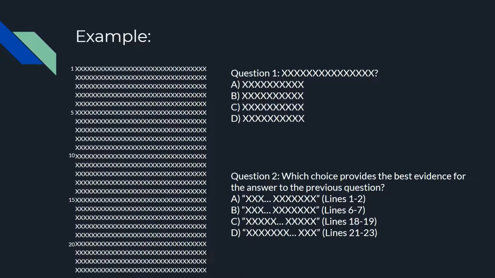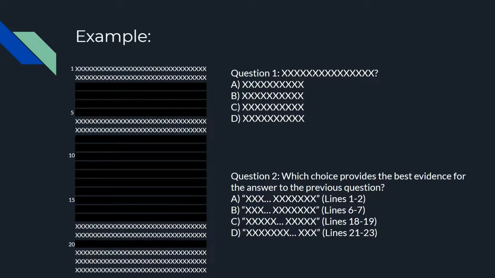So, for example, here we have a passage on the left, and we have 2 questions on the right. If you look at question number 2, you can see that there's 4 choices with different lines. So if we follow those, we can just make a mental box and box out everything except for those lines. After we do this, it becomes a lot easier to figure out the answer to the first question, as all you have to do is just select from those to find the best evidence.